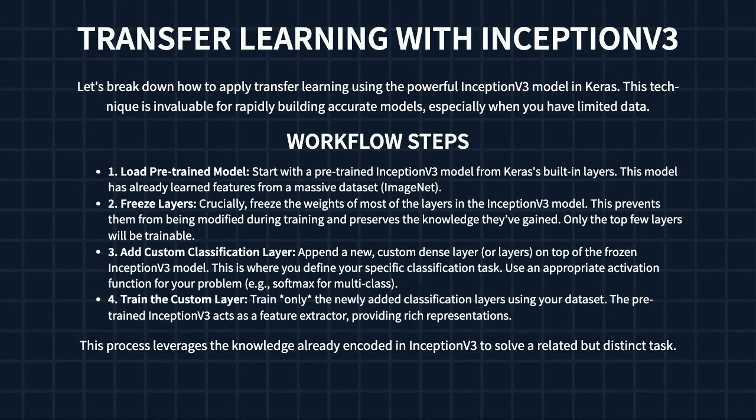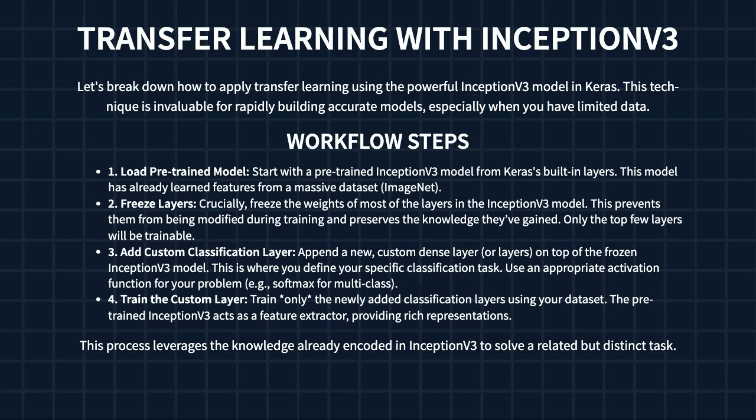Okay, let's talk about transfer learning with Keras, and specifically using the Inception v3 model. It's a fantastic way to get started on projects where you might not have tons of labeled data. First, you load up a pre-trained Inception v3. This is a really smart move because it already knows how to recognize a huge variety of visual features thanks to its training on ImageNet. The key here is that we're going to freeze most of the layers in that model. We don't want them to change. We keep those weights fixed, preserving all the knowledge they have.